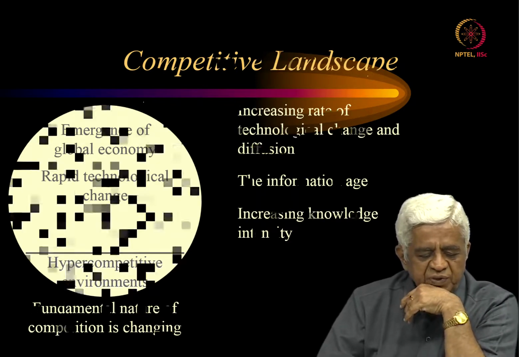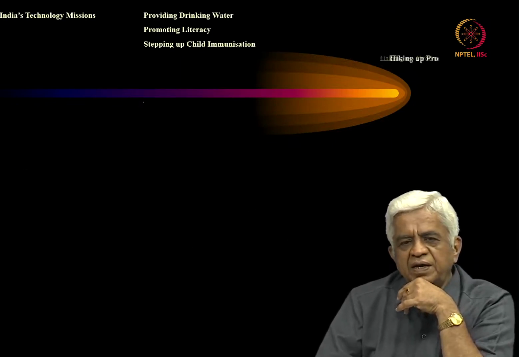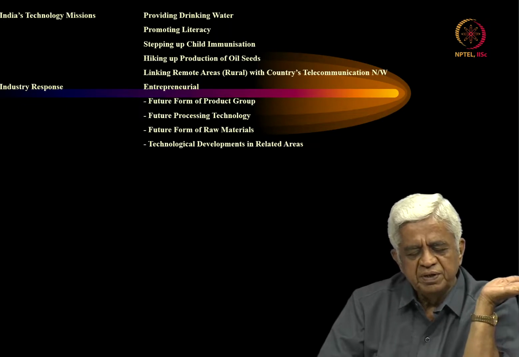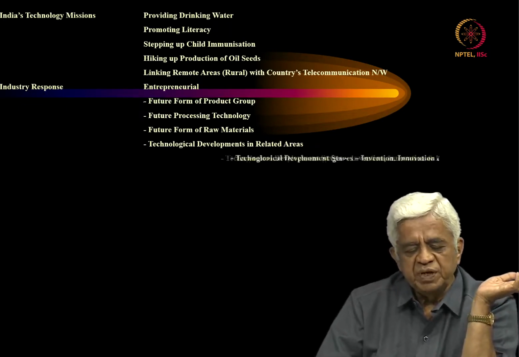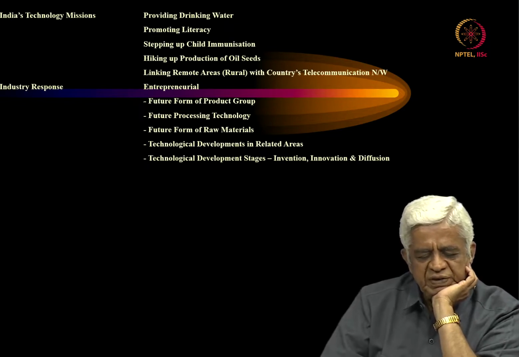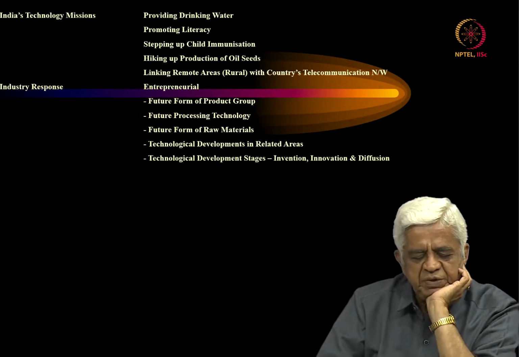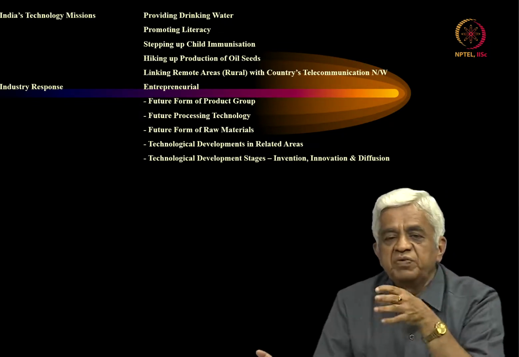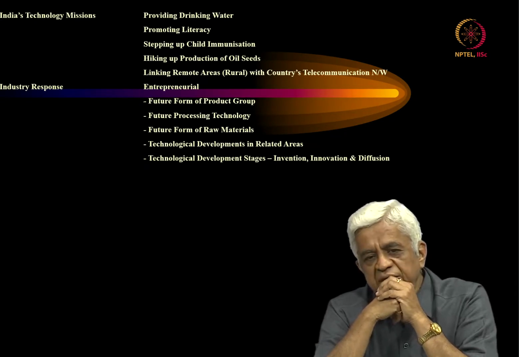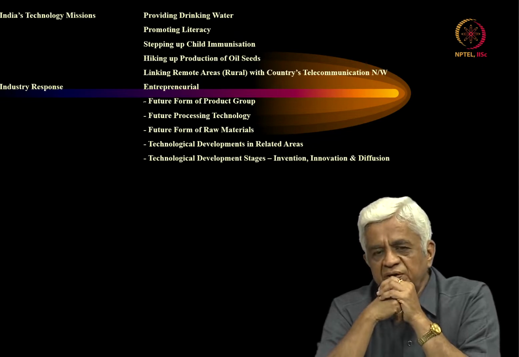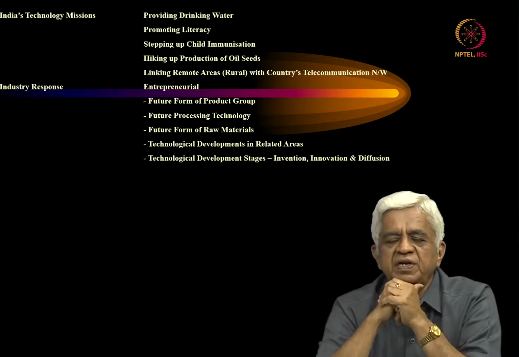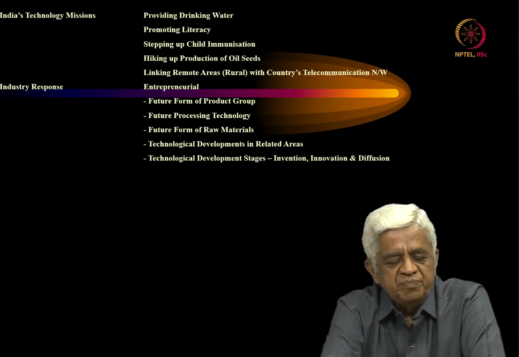Now, this is what can happen with respect to technology, and if you look at India, our technology missions were from providing drinking water, promoting literacy, stepping up child immunization, hiking up production of oil seeds, linking remote areas with the country's telecommunication network. So, this is the type of technology missions. Even the present day Indian government is concentrating on providing hygienic environment in the rural areas, good sanitation facilities, all those types of things in addition.